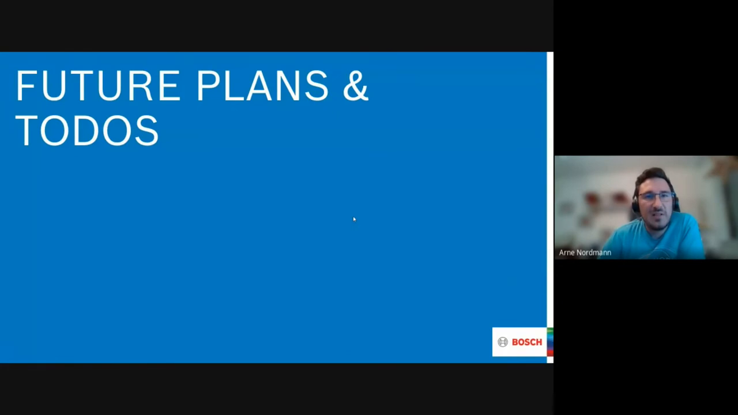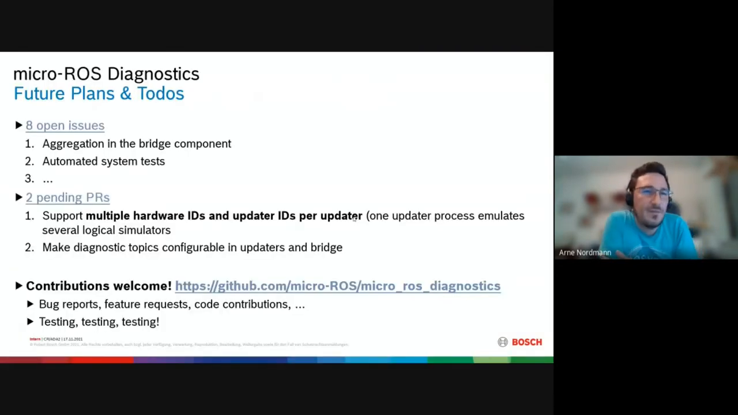That brings me already to our future plans and to-dos. So we have still some open issues. I checked today, there's 8 open issues. One I already told you, aggregation in the bridge component, so that it's no longer just a one-to-one mapping from micro-ROS diagnostic messages to ROS diagnostic messages, but a slightly more elaborate strategy.